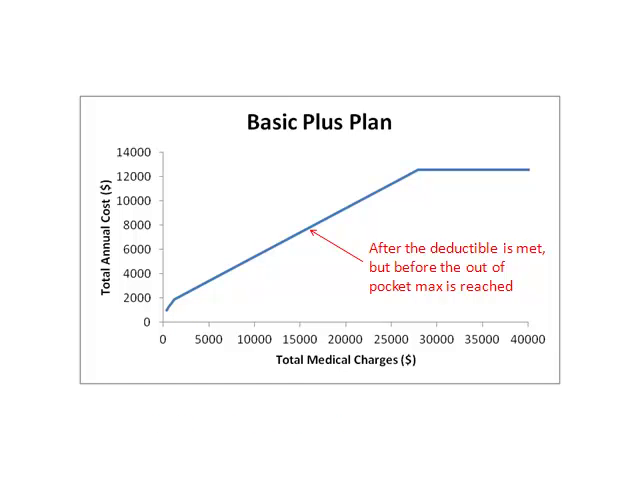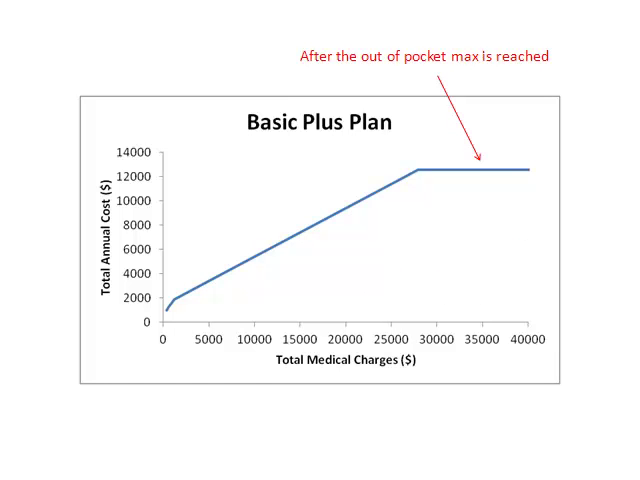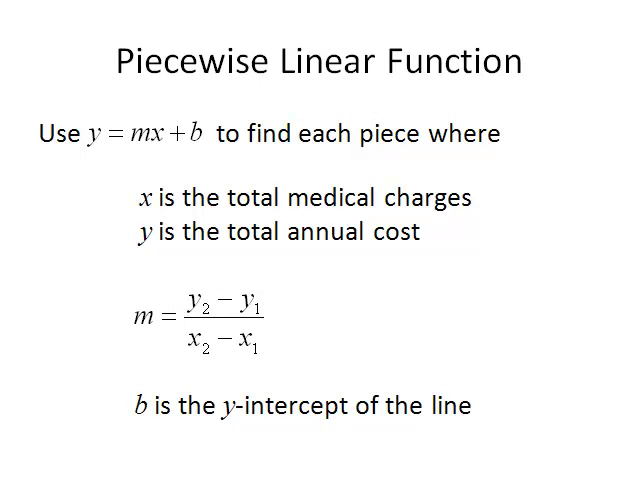The middle segment corresponds to charges after the deductible is met, but before the out-of-pocket maximum is reached. The last segment matches the charges after the out-of-pocket maximum is reached. To find the piecewise linear function for this graph, we'll use the slope-intercept form of a line with x representing the total medical charges and y representing the total annual cost.